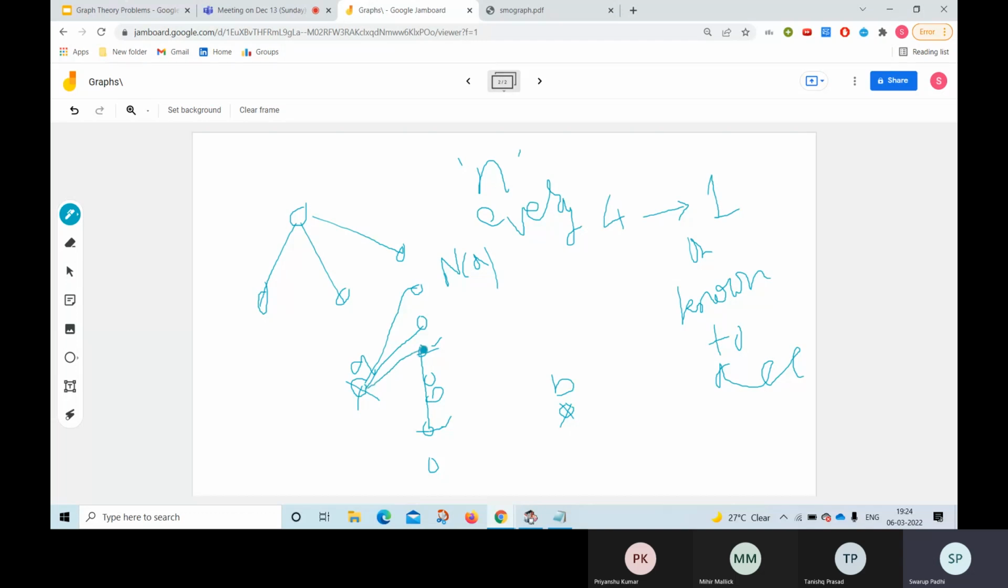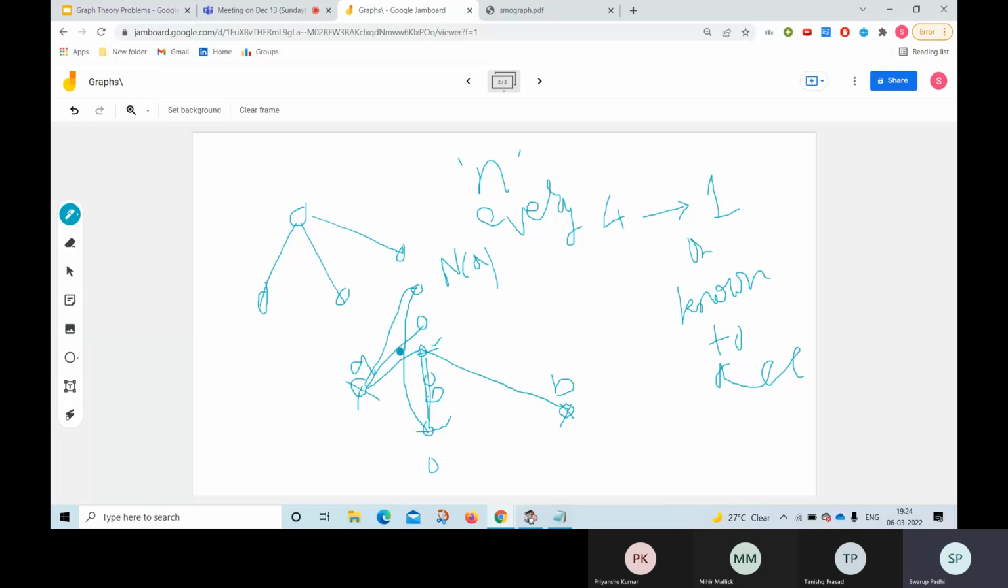So A is connected to this, and by the statement of the problem, this vertex also should be connected to B, because suppose this is the vertex which is connected to all three. It is connected to A, it is connected to B, and it is connected to the other vertex in the neighborhood of A. So we are able to prove one thing: every pair of vertices in the neighborhood of A are adjacent to each other.